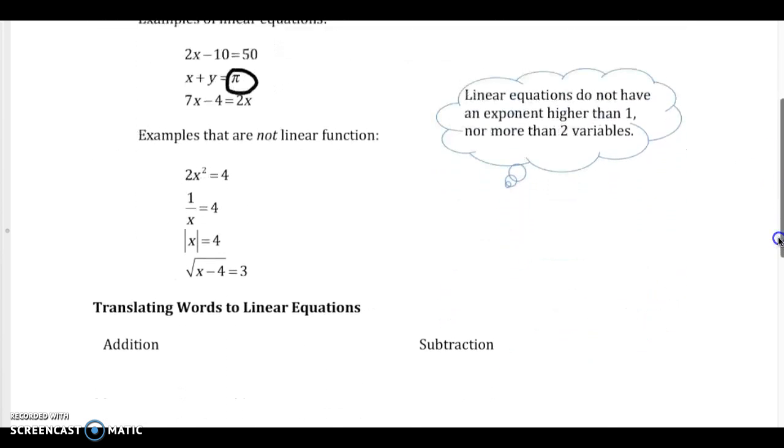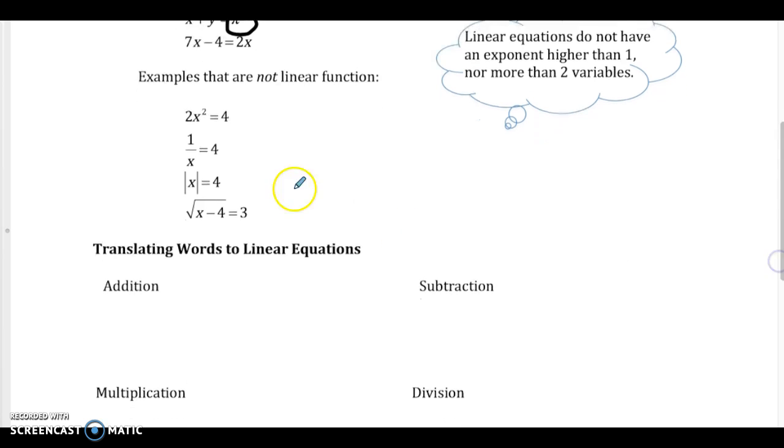We've got some examples that are not linear functions. Something that has an x squared is going to be a non-linear relationship. That's going to give you a quadratic function, which, if you recall from class, will give you a parabola in shape. Anything where x is in the denominator is going to give you an inverse situation. So that's, again, a non-linear relationship.